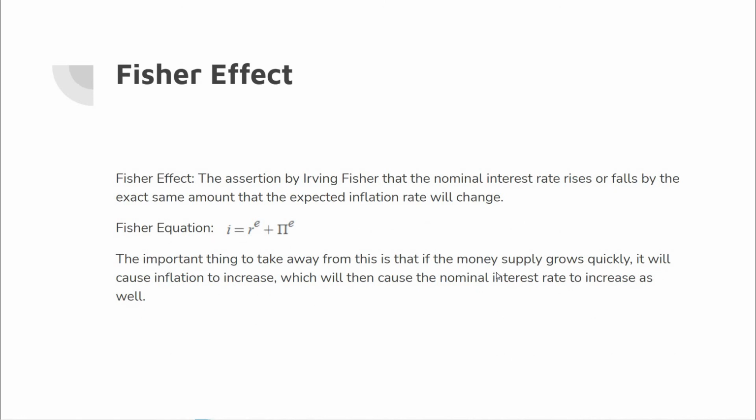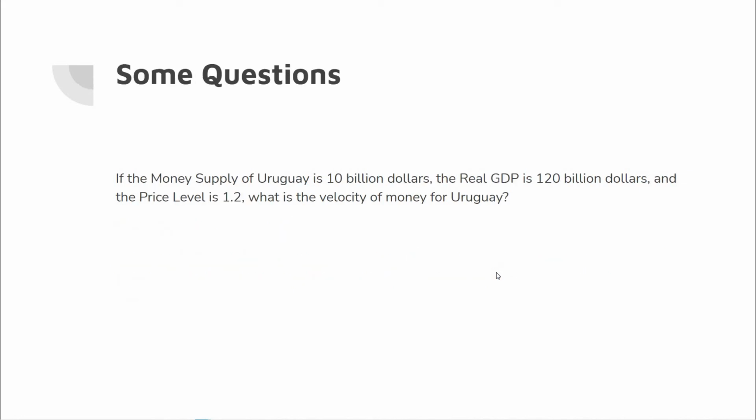Now let's talk about the Fisher effect. This was an assertion by Irving Fisher that the nominal interest rate will either rise or fall by the exact same amount that the expected inflation rate will rise or fall by as well. Then we have the Fisher equation, which is the nominal interest rate equaling the expected real interest rate plus the expected inflation rate. Now the important thing to take away from this is that if the money supply grows quickly, it will cause inflation to increase. Then that will also cause the nominal interest rate to increase. Now let's look at some questions.